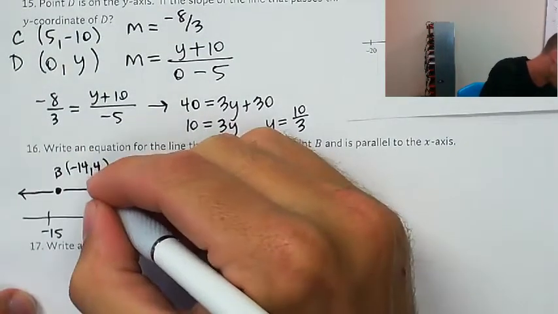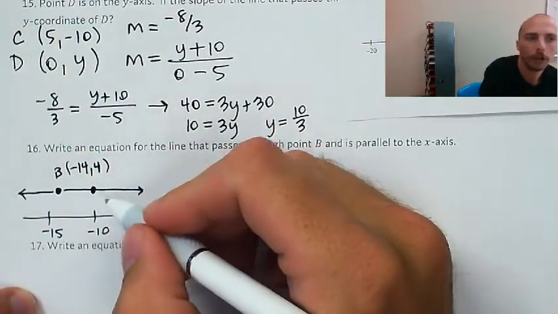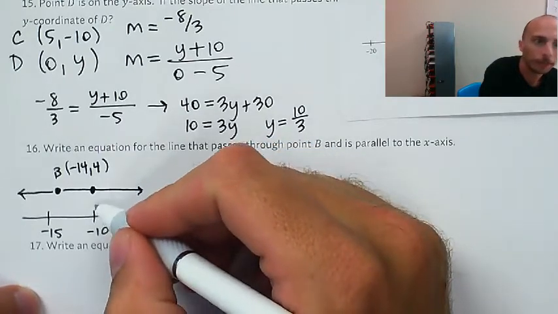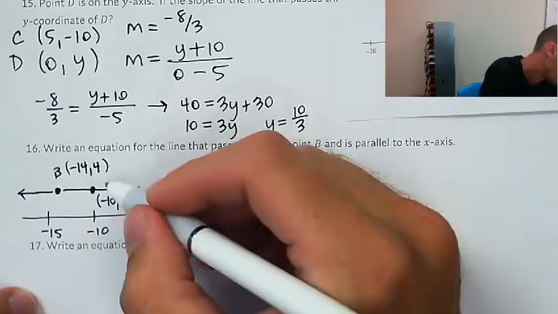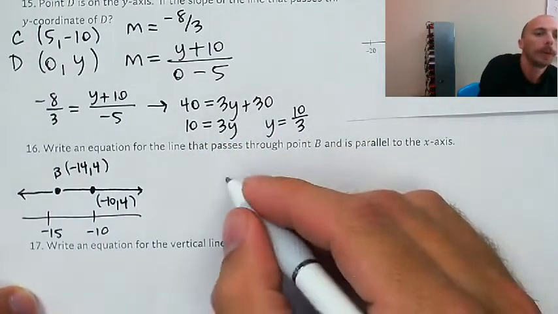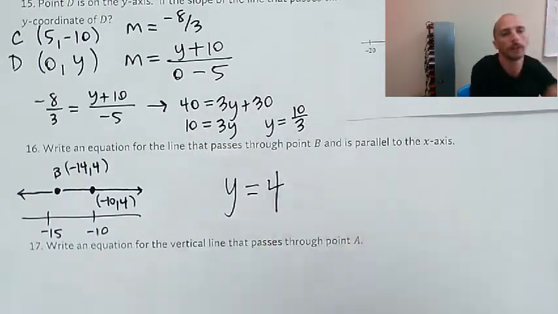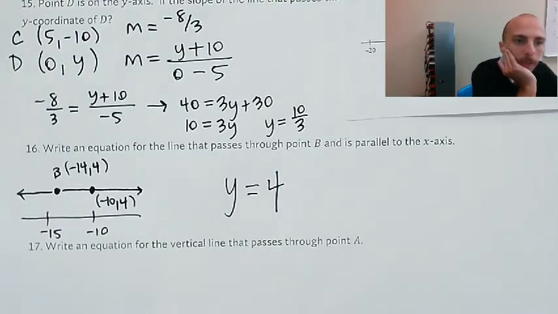And if we were to, I don't know, go right here, I would know that I haven't gone up or down because it's a horizontal line, and this would be the point negative 10 and 4. And what do these points have in common? Their y-coordinate. Their y-coordinate is equal to 4, and that's going to be the equation of that horizontal line.